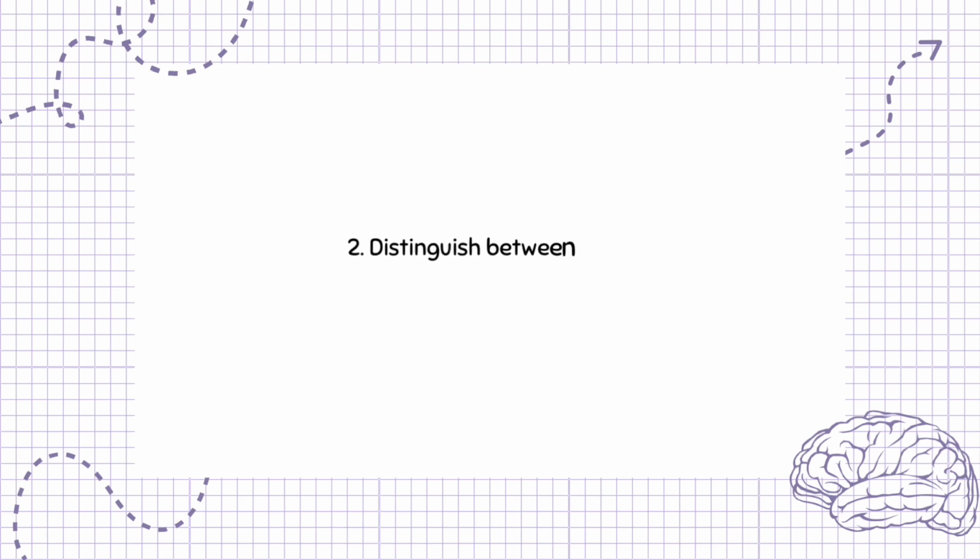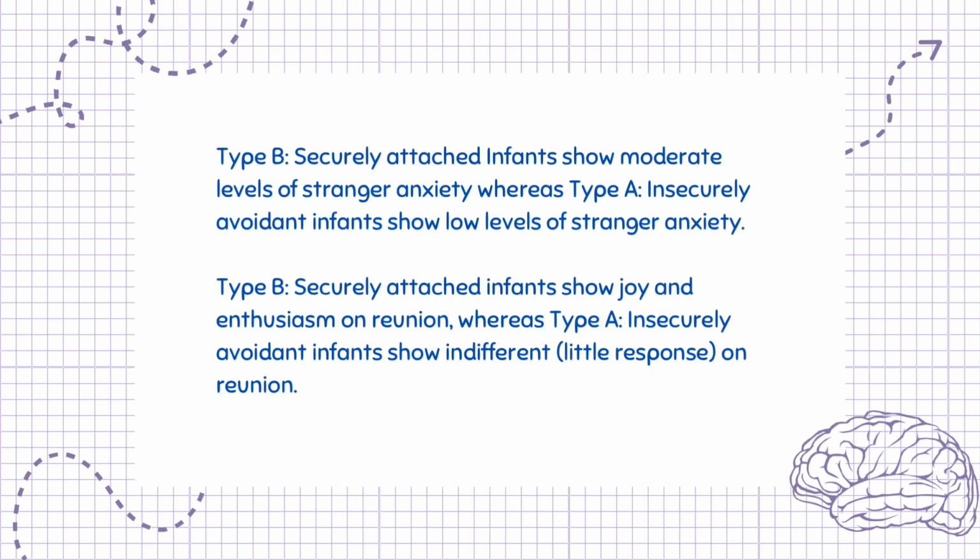Question 2. Distinguish between 2 other types of attachment. 4 marks. Type B, securely attached infants show moderate levels of stranger anxiety, whereas Type A, insecurely avoidant infants show low levels of stranger anxiety. Type B, securely attached infants show joy and enthusiasm on reunion, whereas Type A, insecurely avoidant infants show indifferent, little response, on reunion.